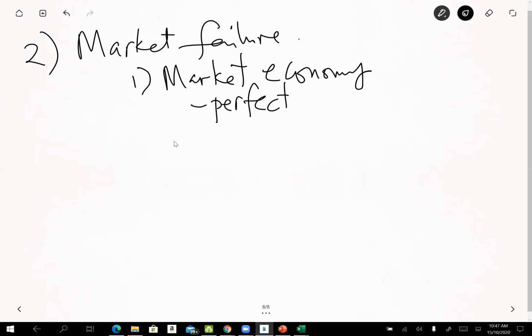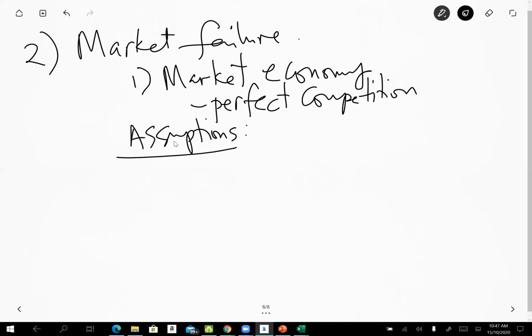In the textbook, there is a perfect competitive market. Now, what are the assumptions of perfect competition? Anybody remember? I think you should remember, either from your intermediate course or the principles of micro. Now, perfect competition, you have very important assumptions. What are they?